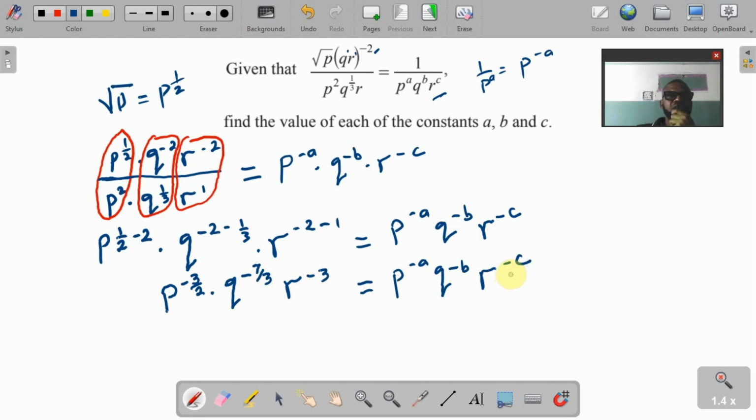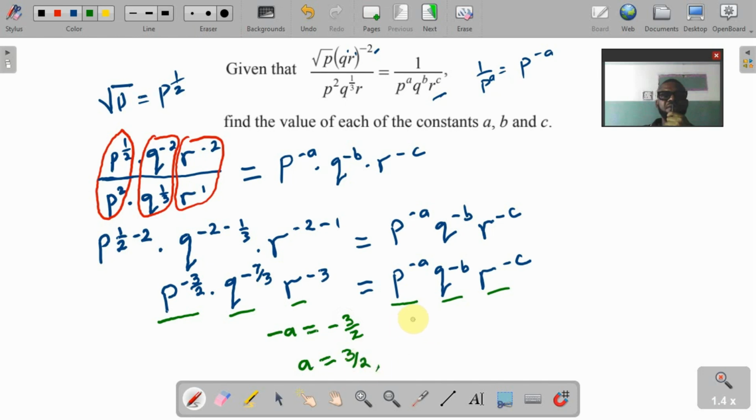Now we need to start comparing the expressions here. So we compare p to p, we compare q to q, and we compare r to r. So this will now give us that my minus a is equal to minus 3 over 2, meaning that my a is equal to 3 over 2.